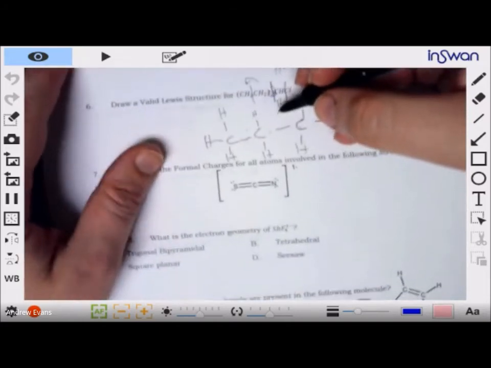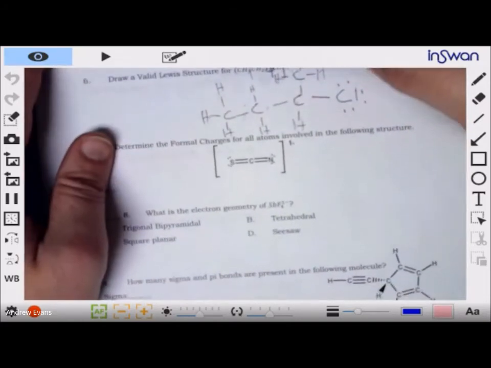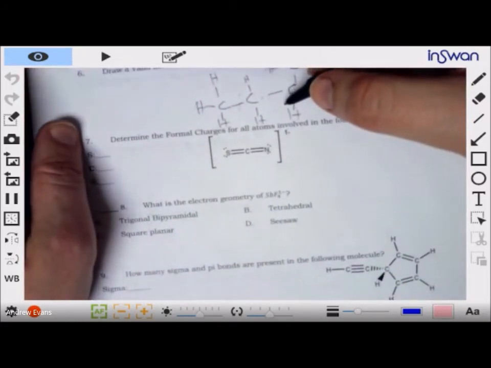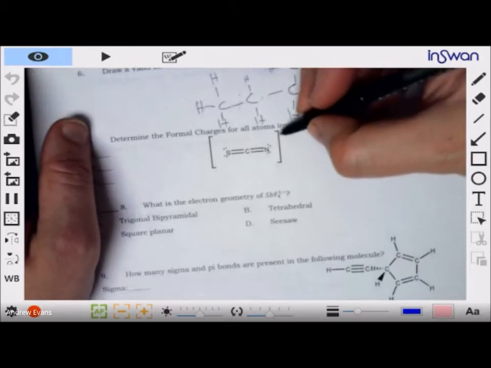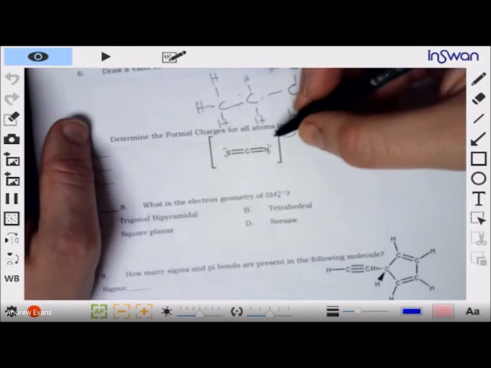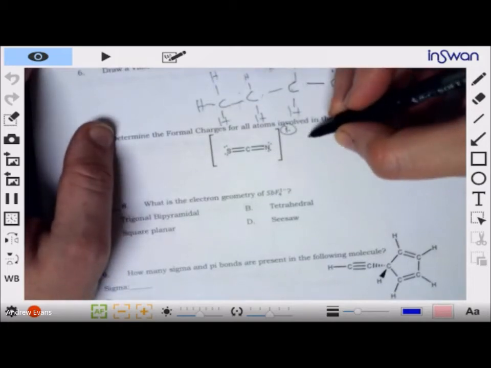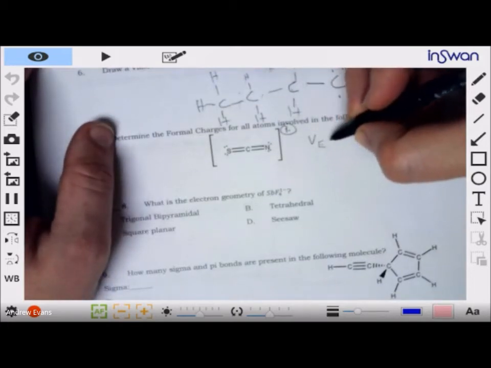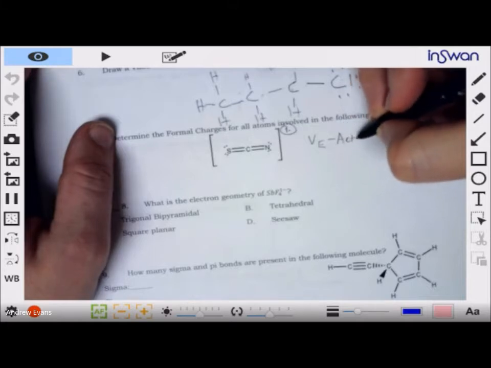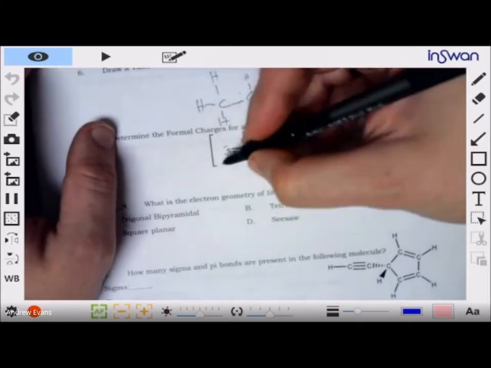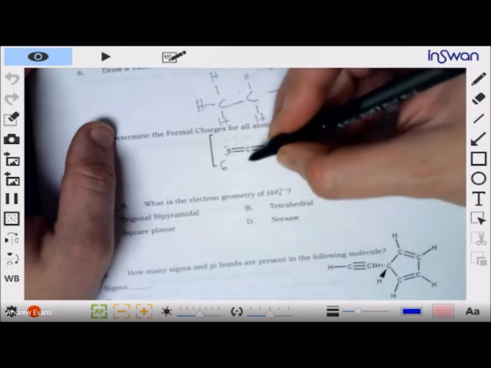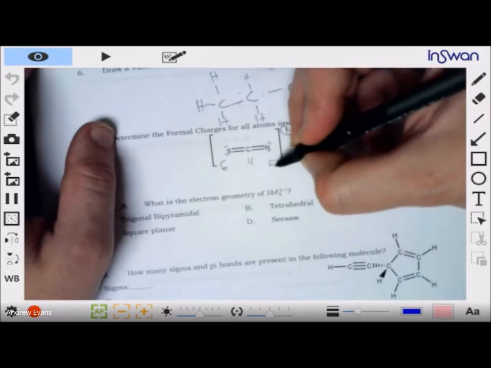Okay, moving right along. Determine the formal charges of all atoms involved in the following structure. Please note the overall formal charge is -1, but you don't need this to solve this question. To do formal charges, we need valence electrons minus actual electrons. Valence for sulfur is 6, carbon is 4, N is 5.